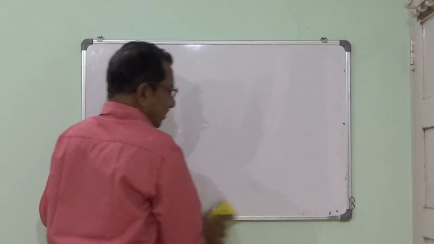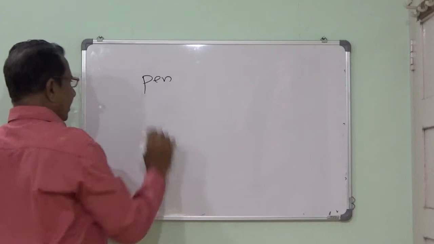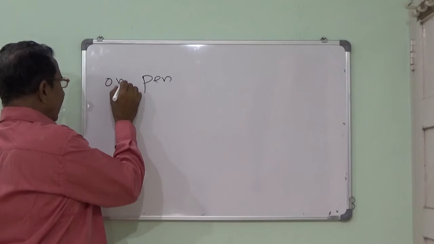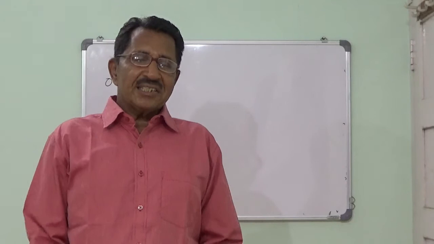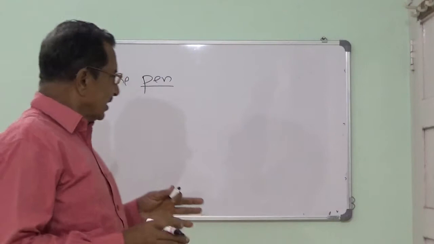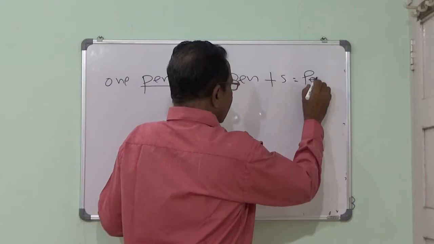Just as you play chess, it's a game. Like, now you have got one. You got a pen. That means only one pen. One pen. It's understood. You want to say there are more than one. What will you do? It's very simple. English is a very simple language in that way. You just add an S to this. Pen, one, plus S. You will get pens. This is plural and this is singular.